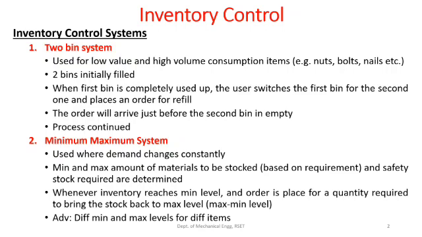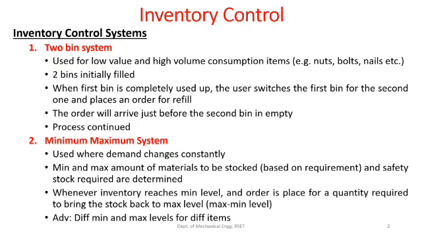So this is the minimum maximum system for inventory control. Here you estimate the minimum and the maximum amount of materials to be stocked, and this minimum and maximum limit determination is due to the fact that demand is not always constant, it keeps on changing. Whenever the inventory level reaches the minimum level, or the reorder point, an order is placed for a quantity that is required to bring the stock back to the maximum level.